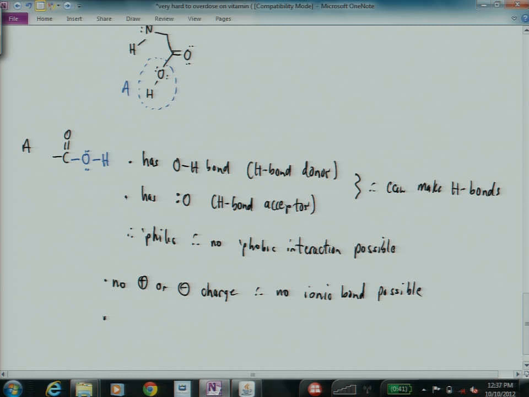How would you draw a van der Waals bond? It would be a squiggly line. It's basically anything other than a solid line. So let me show you. Let me draw these guys.